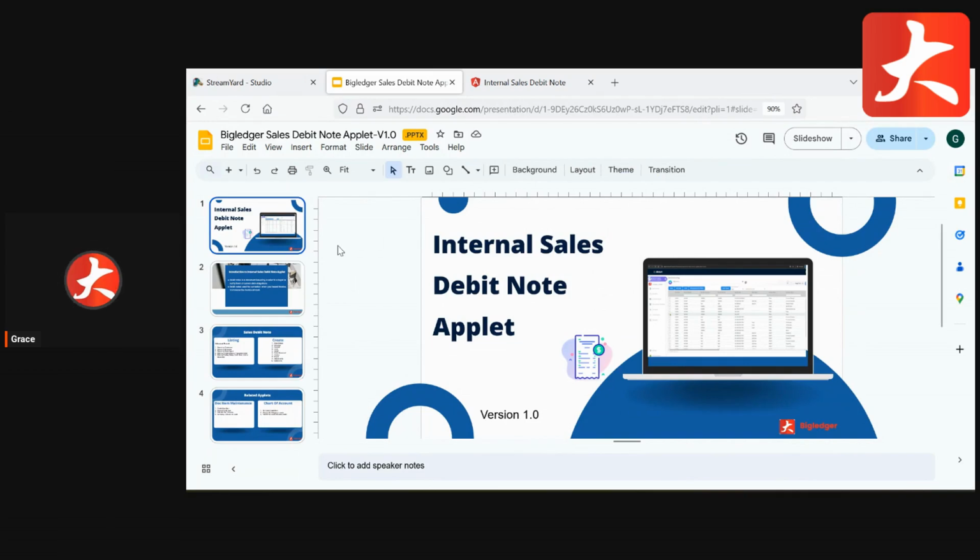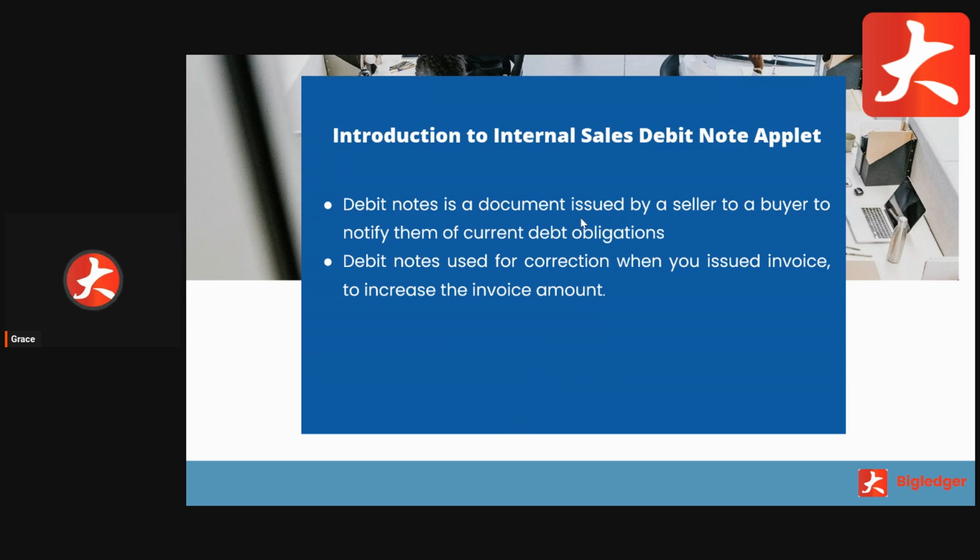Today we're gonna discuss the internal sales debit note applet. So what actually is a sales debit note? A sales debit note is a document issued by a seller to a buyer to notify of the current debt obligation. We usually use a debit note for correction when you already issued the invoice before and then you want to increase the amount of the invoice. So that's when you use a sales debit note.